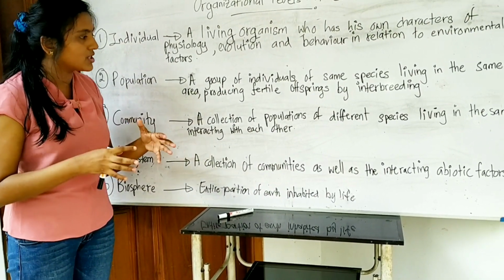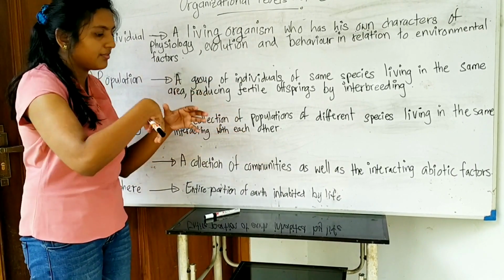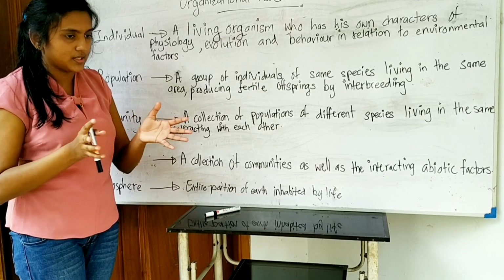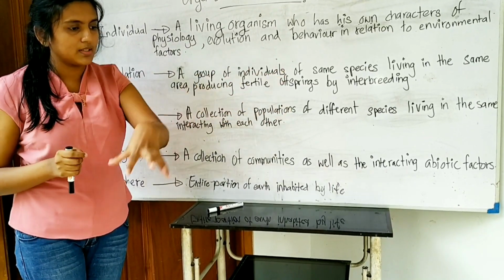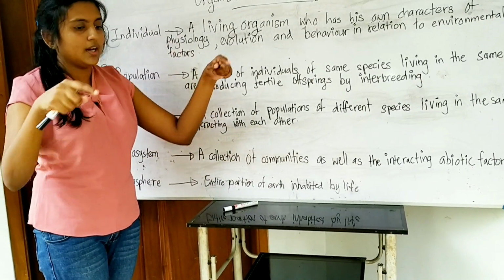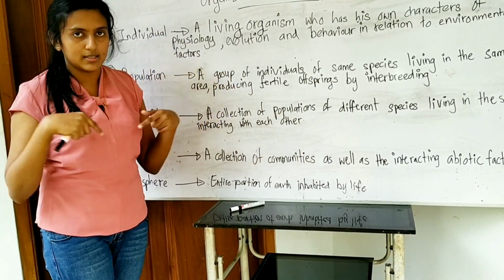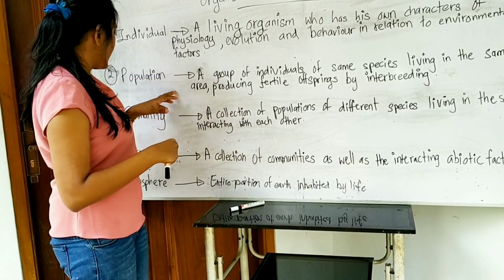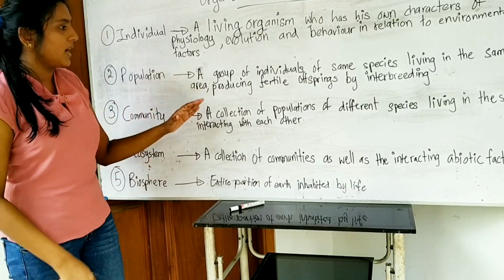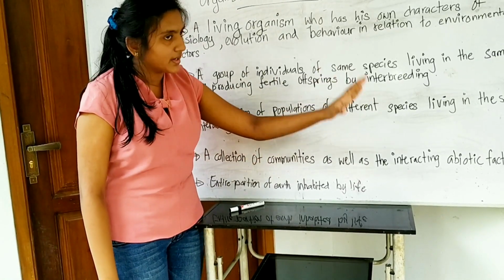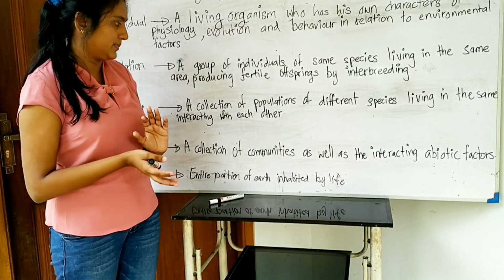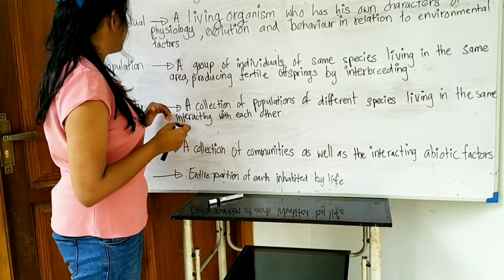So, the third level is community. Community means a collection of such populations of different species. That means a population means organisms of the same species. There are a few such species, and when all those populations of different species come together within a frame, within the same area considered, that is what you call a community, and they should interact with each other as well. So a collection of populations of different species living in the same area, interacting with each other, right? So that is what you call a community.